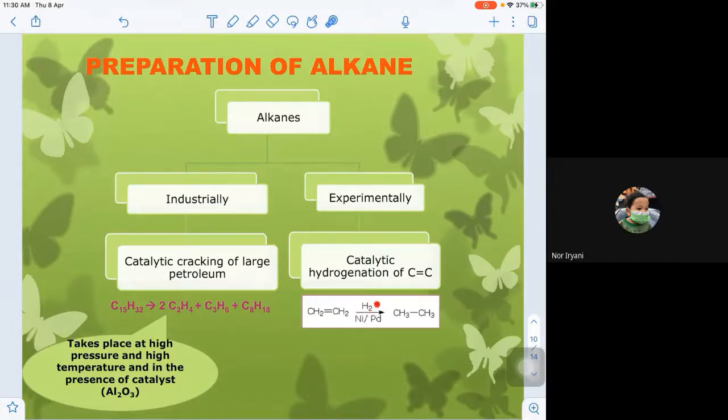The reagent is H2 gas. And in our table, we are using nickel as catalyst in the presence of heat. So we just follow the table since our table says that we use nickel and heat. So it will then produce alkane.